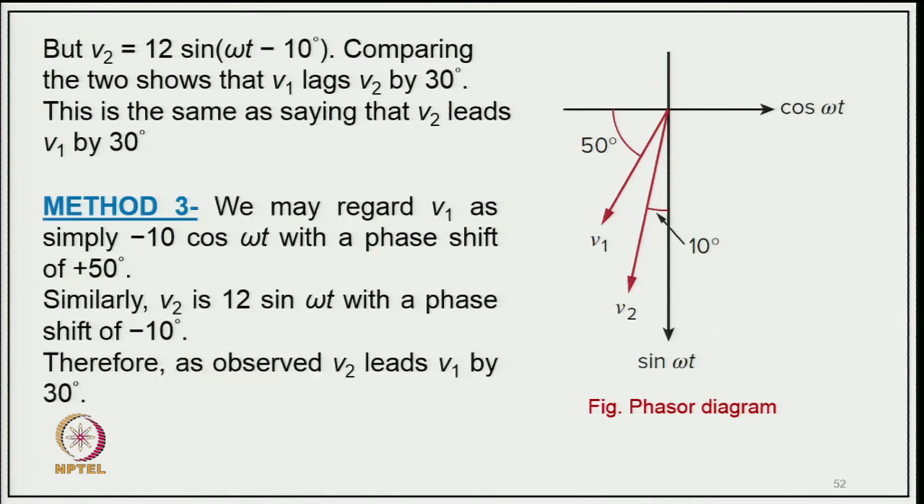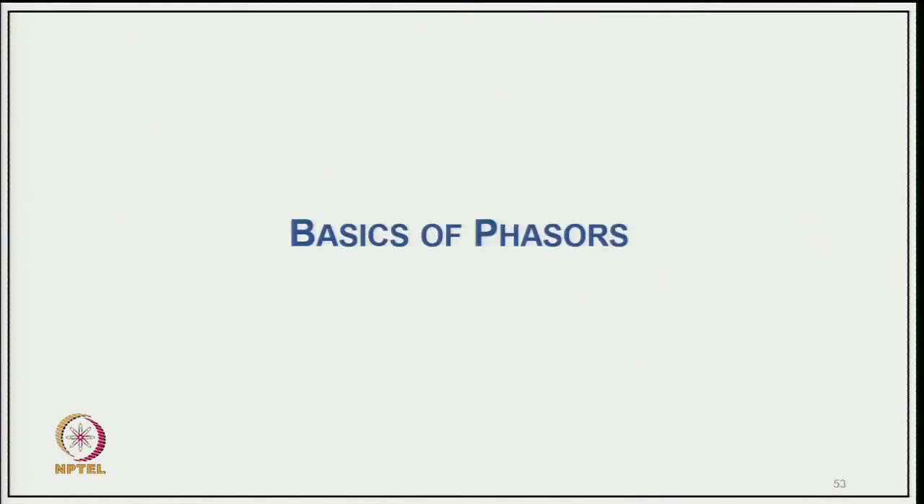In method 3, we may regard V1 simply as minus 10 cos omega t with a phase shift of plus 50 degrees. Similarly, V2 is 12 cos omega t with a phase shift of minus 10 degrees. Therefore, as observed, V2 leads V1 by 30 degrees.